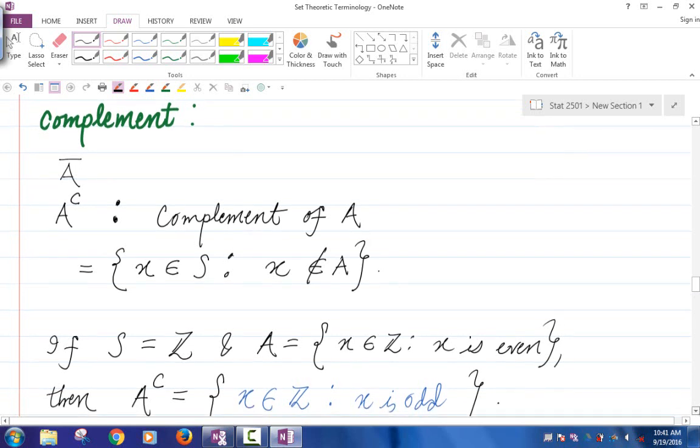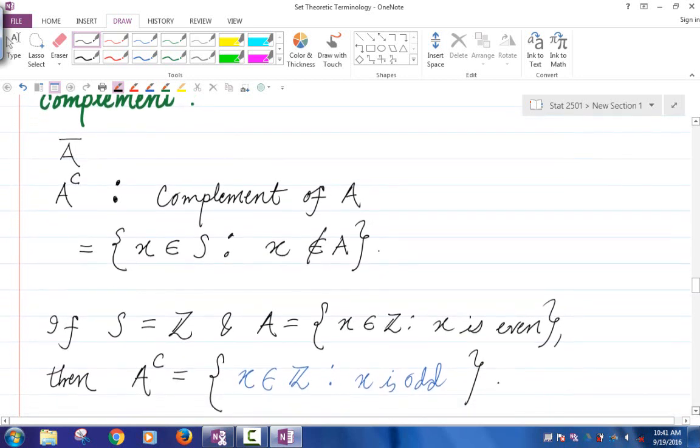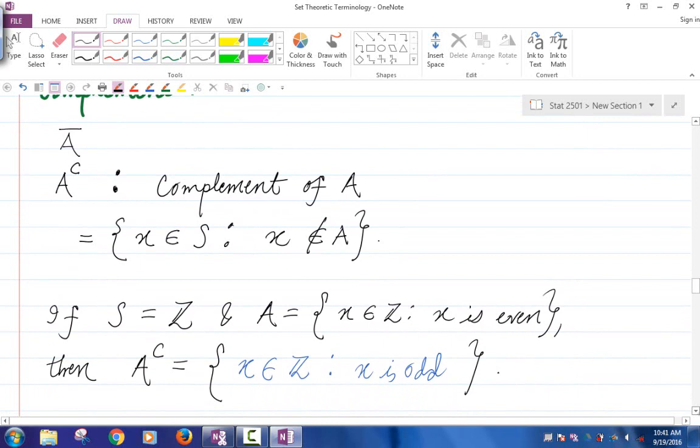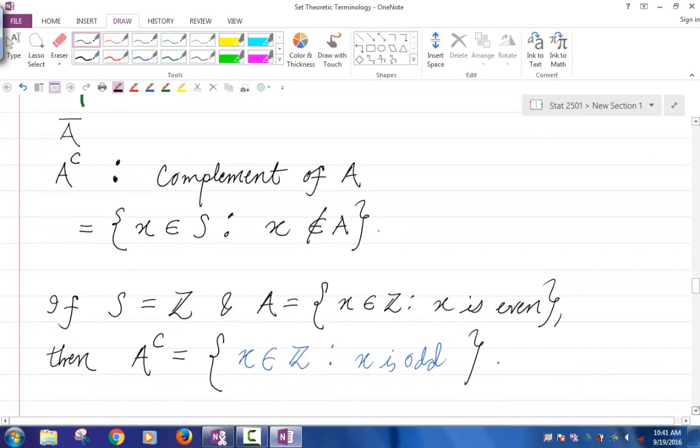As an example, if I take S, the universal set, to be the set of all integers, and if I take A to be the set of all even integers, what is the complement of A? Well, the complement of A will be all integers that are not even. Well, that's exactly the set of integers which are odd, right?